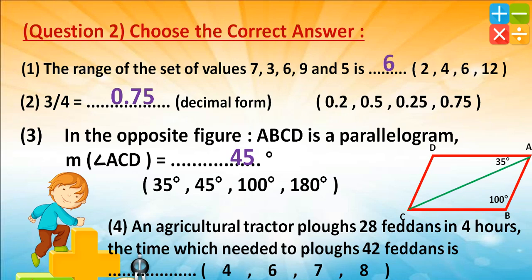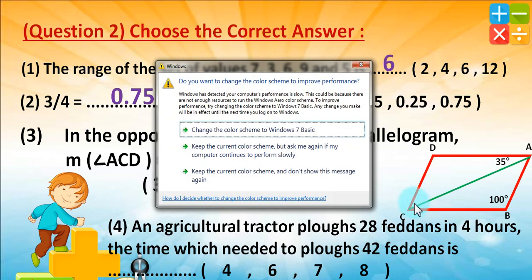An agriculture tractor plows 28 fadans in 4 hours. The time needed to plow 42 fadans is, who can? 28 in 4 hours. What is the time we need to plow 42?